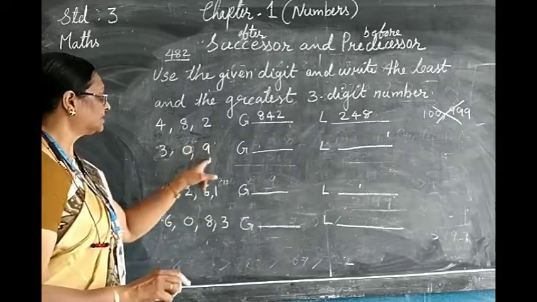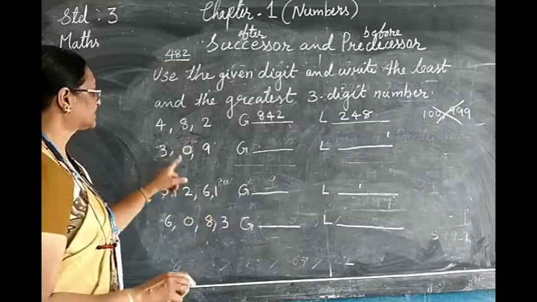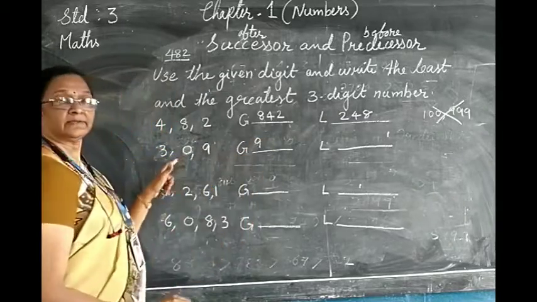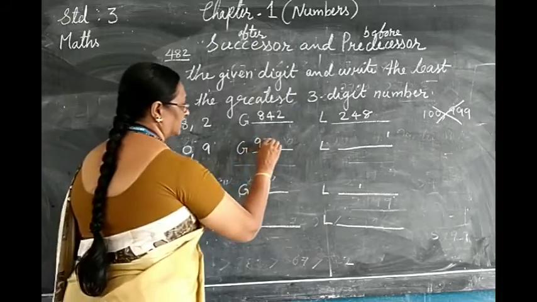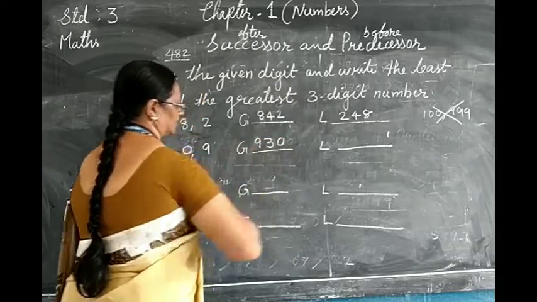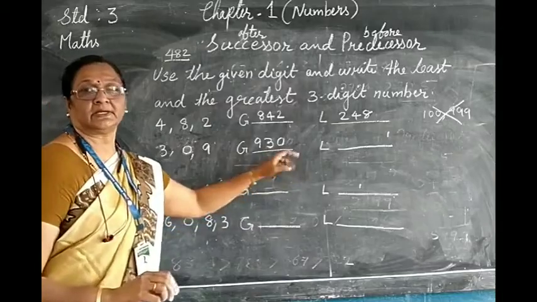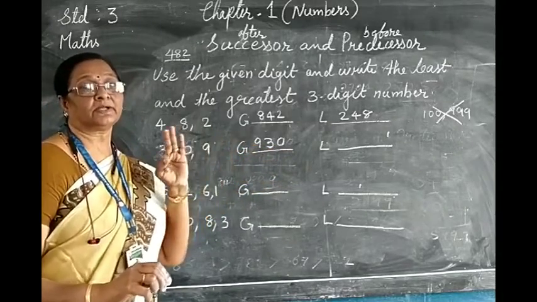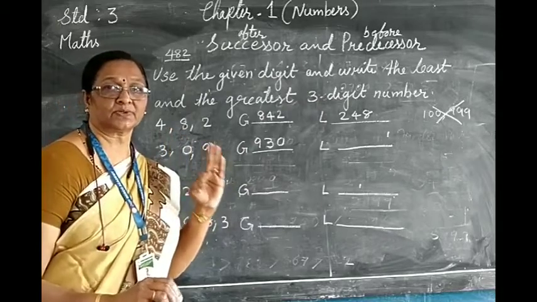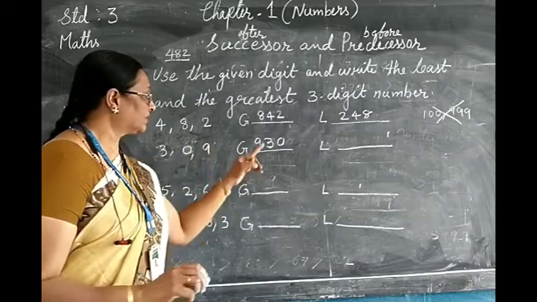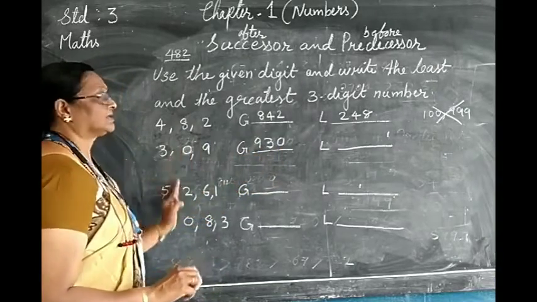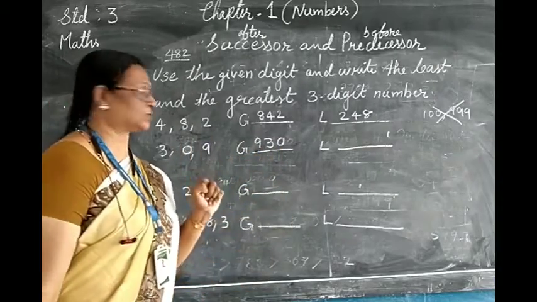The same way, compare the digits. So say with 9. Then 3, and the next one is 0. 930. See, we have to start with the 100, then only it is going to be a 3-digit number. That also you have to remember. You have to start with 100. 930 is a 3-digit number, the greatest. Now how to arrange the smallest one?